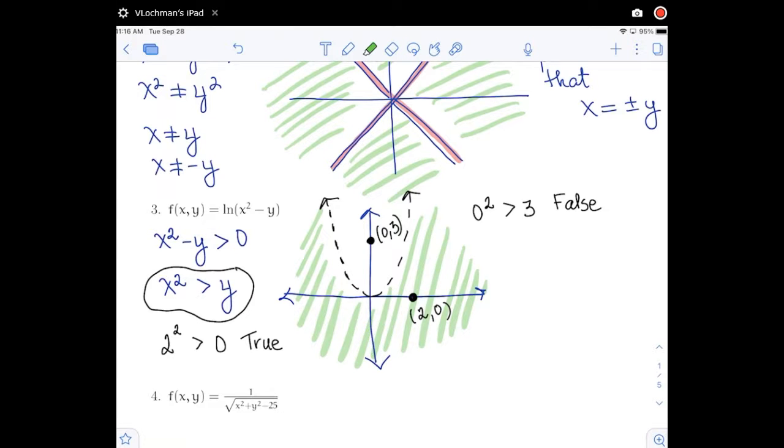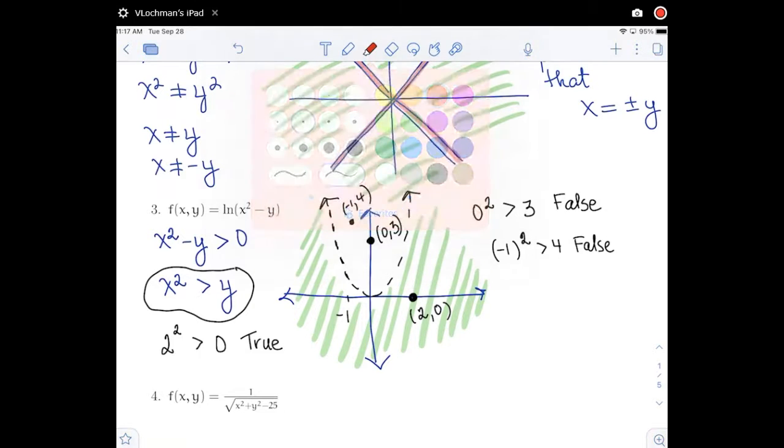And you can pick anything you want. Okay, let's pick something that's not necessarily on the x-axis. Let's say I pick (-1, 4), so somewhere over here. Okay, so is this statement true? -1 squared, is that greater than 4? No, that's also false. Okay, so that's how you can check if you've picked the correct region. All right, so in this case, stuff in green, that's going to be our domain.